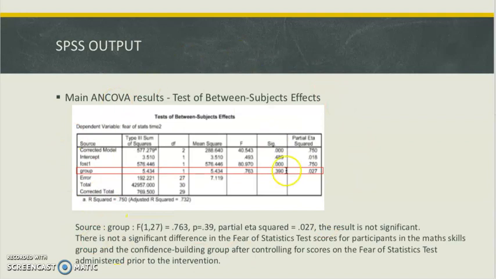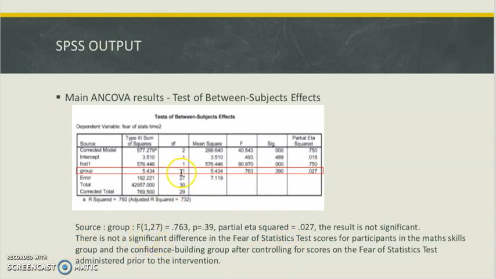And this is the main ANCOVA result, the test of between-subject effects. You may look at group, look at the DF, the result of the F test, the significance value, and partial eta squared. So this is the way of reading the SPSS output.